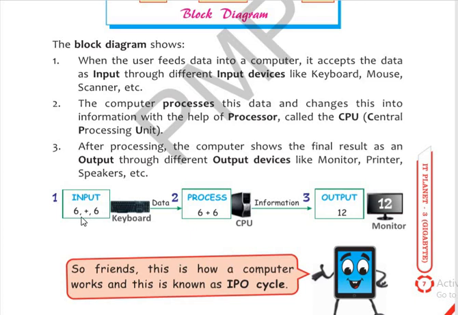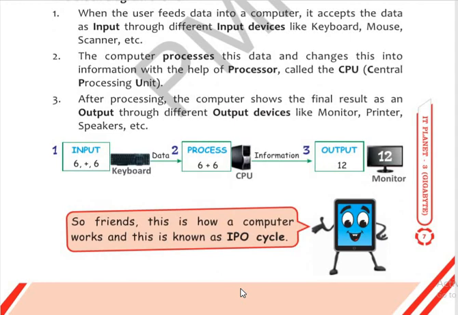As I said, input 6 plus 6. It is given by a keyboard, then it is processed, that 6 plus 6, and the last output is 12. Here plus is the processing, that is understood by the computer, that the computer has to work on the addition operation. So this whole cycle is also called the IPO cycle, that is input, process and output cycle.